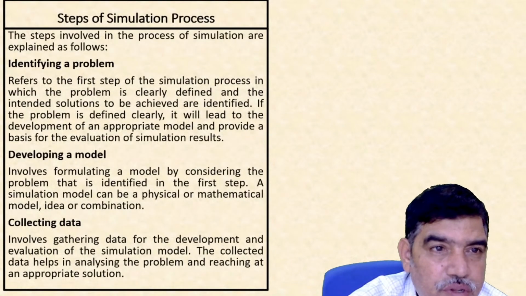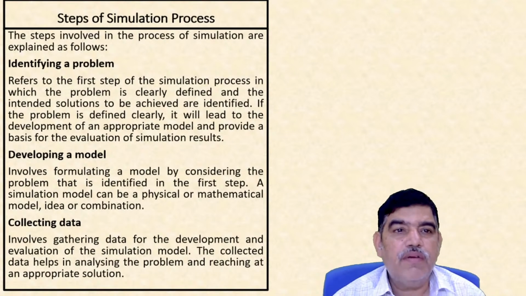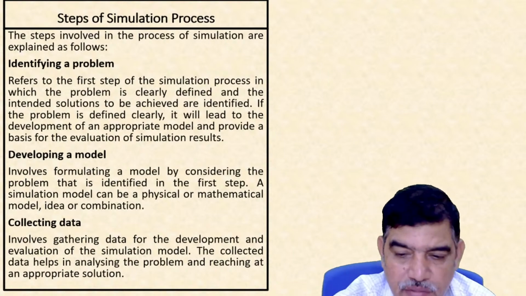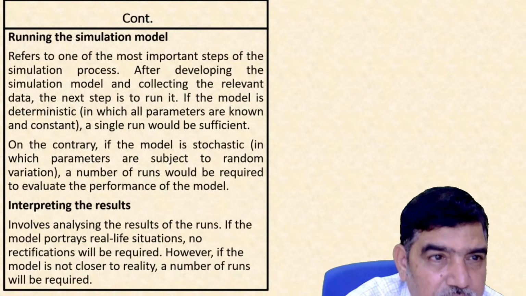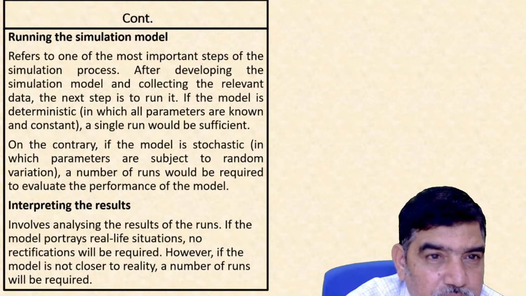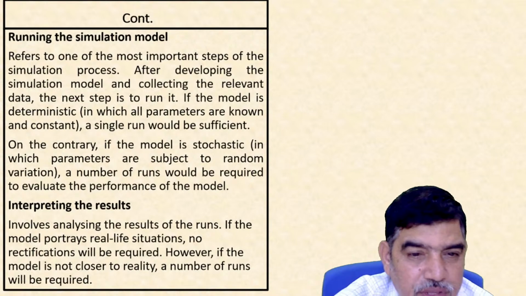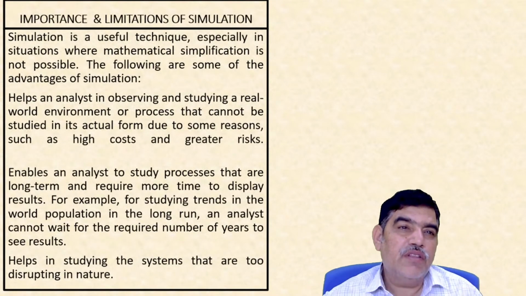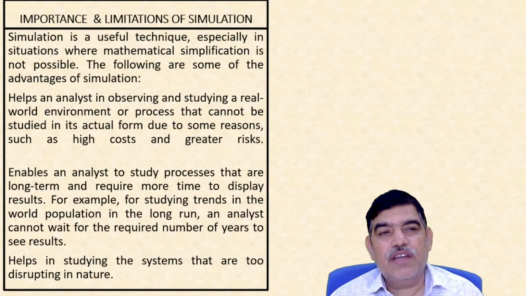So, these are the steps involved in the process of simulation. I have explained here: identifying a problem, developing a model, collecting data, running the simulation model, and the fourth one is interpreting the result, the final result. Then we discuss the advantages and limitations, meaning disadvantages, of simulation.